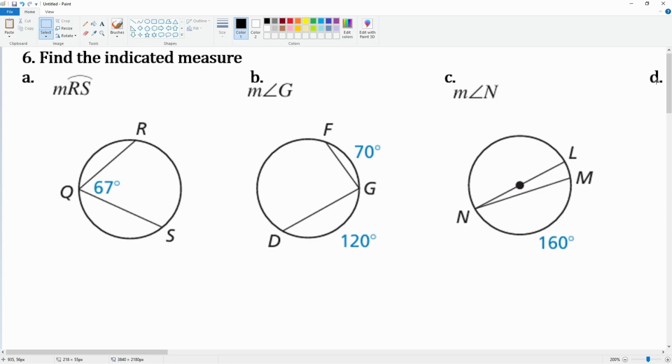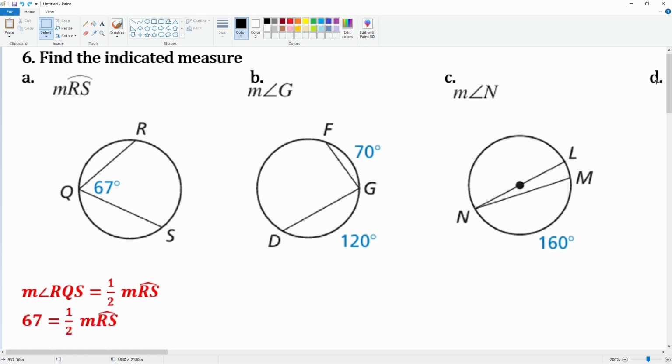All right, let's look at question 6. Here you're asked to find the indicated measure. They're asking you to find the arc of RS. Notice that the angle here is actually the inscribed angle, and the property is that the angle is equal to 1/2 the arc. So just plug it in. The angle is 67.